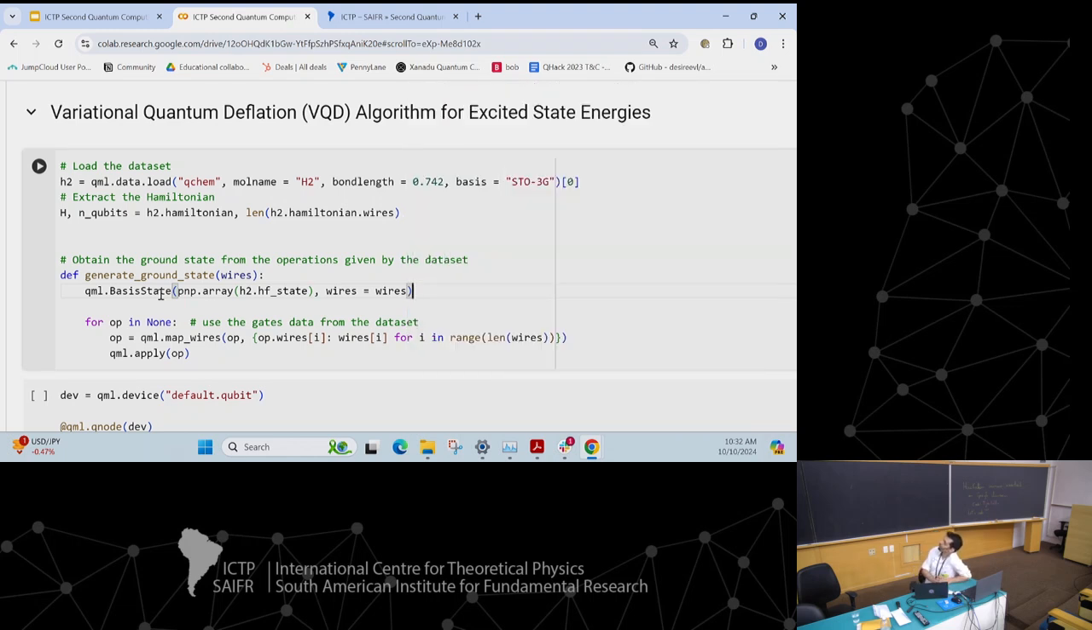We're going to start off with the Hartree-Fock state, and we're going to apply the operations of the optimized gates. Okay, so we just did the same thing we did at the very beginning. We just created an optimized estimate for the ground state.